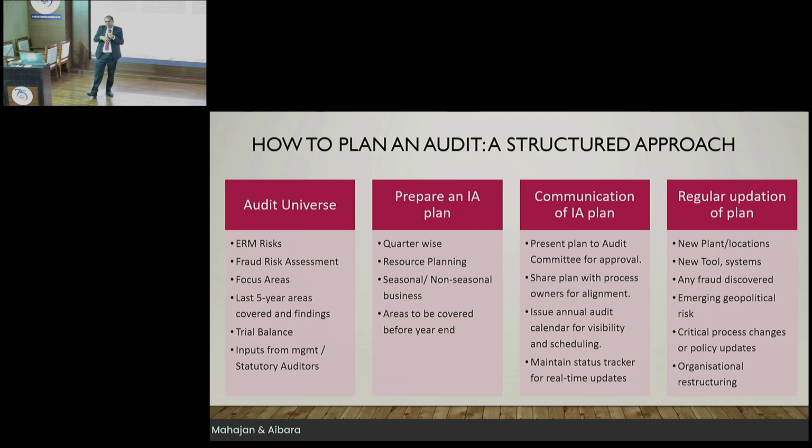And like for the finance function, if there are certain material impacts and book entries need to be passed, you can't plan those audits in March or April. In case there are any observations, they won't be able to post those entries.